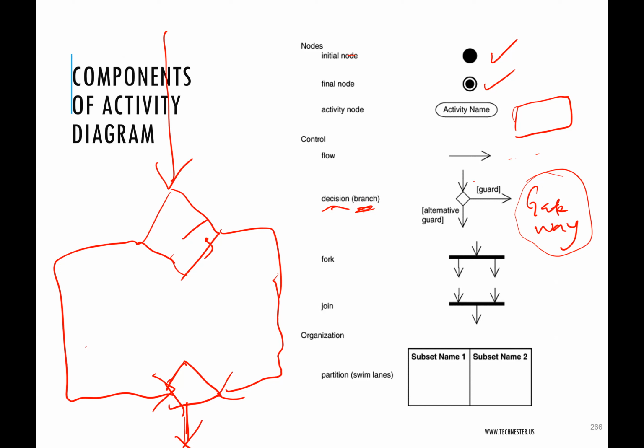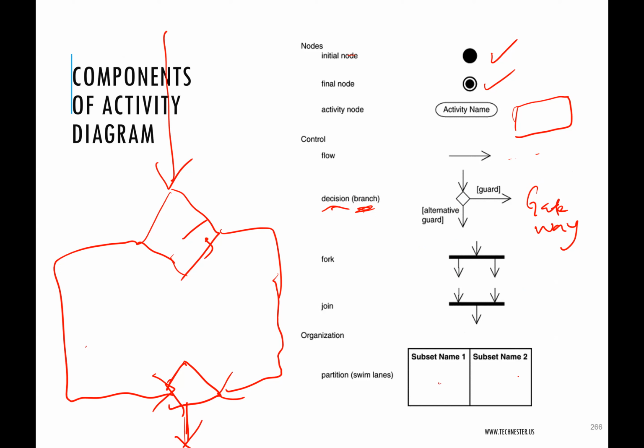Now, for activity diagram, you have this fork and join, which helps you with the splitting instead of this decision. Decision just does decision in activity diagram, but the fork and join helps you split. Fork splits, join brings together.